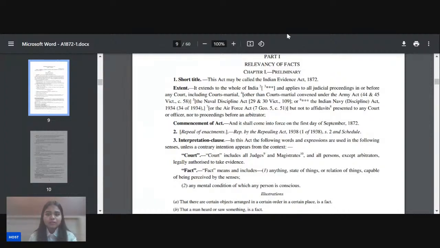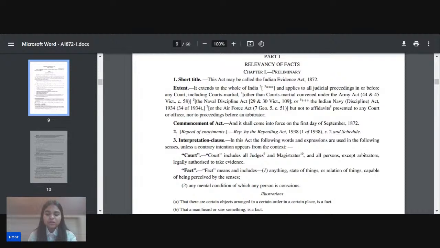Now this act is called the Indian Evidence Act 1872. It extends to the whole of India. Previously it was not extending to the whole of India, but after the Jammu and Kashmir Reorganization Act 2019, the Indian Evidence Act is applicable now to the whole of India, including the Union Territory of Jammu and Kashmir and Ladakh also, right? So this act came into force there on 31st October 2019, but now it is applicable to the whole of India.